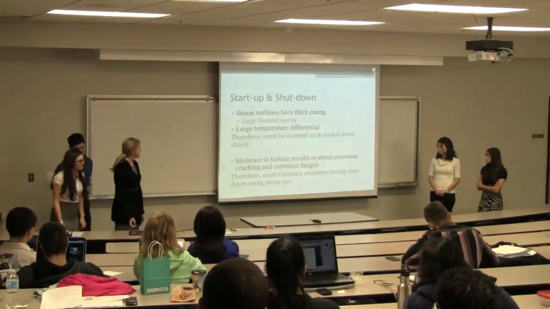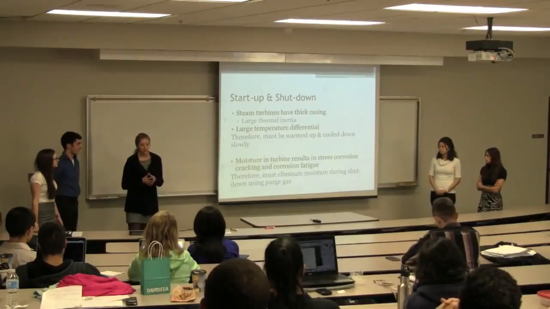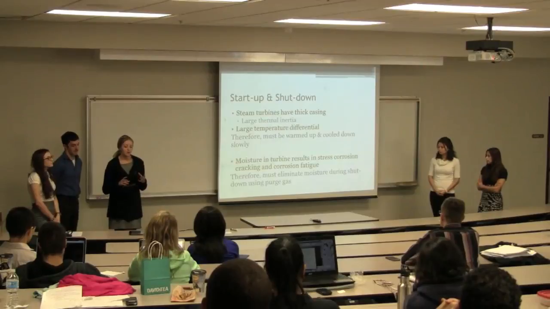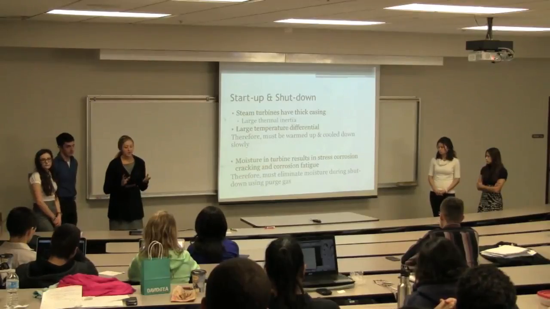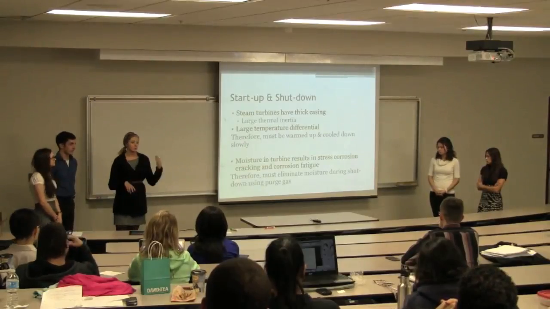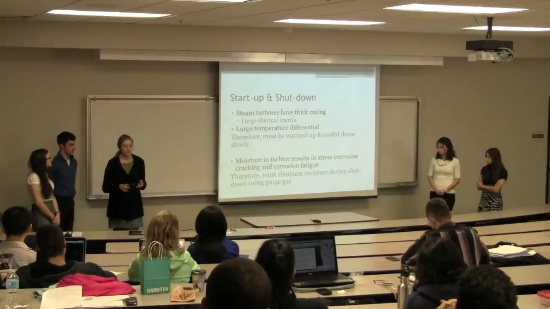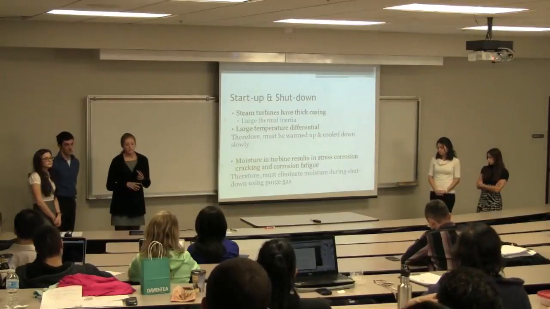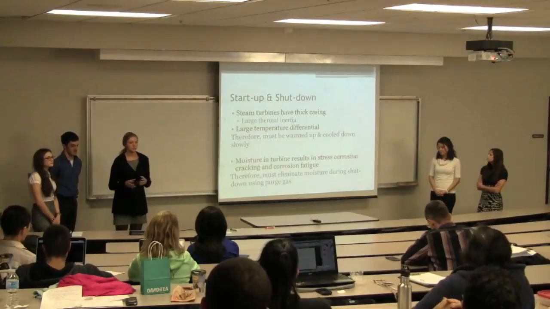So I'm just going to talk about another aspect of operability that we found interesting. That's the startup and the shutdown of the plant. Because our turbines are dealing with steam, they have to have a really thick casing around them, just so that they can handle that large temperature of that steam. That's going to cause a large thermal inertia, as well as a large temperature differential between the standing temperature and the actual full capacity temperature of the unit. Therefore, in order to prevent thermal expansion damage during heat up, you have to do it very slowly and progressively to prevent damage to your turbine.